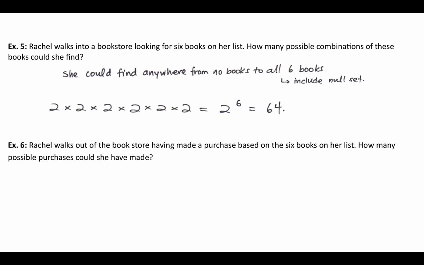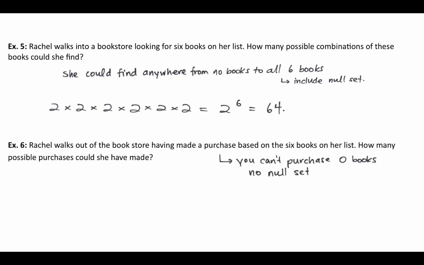Now, she walks out of the store having made a purchase based on her list. So same list as before, but now we give you some more information. She's made a purchase. She bought something. How many possible purchases could she have made? Okay. Can you purchase no books? You cannot. You cannot purchase no books. So nothing is not an option. The null set is not an option here. We will want to subtract out. So now you can't purchase 0 books.